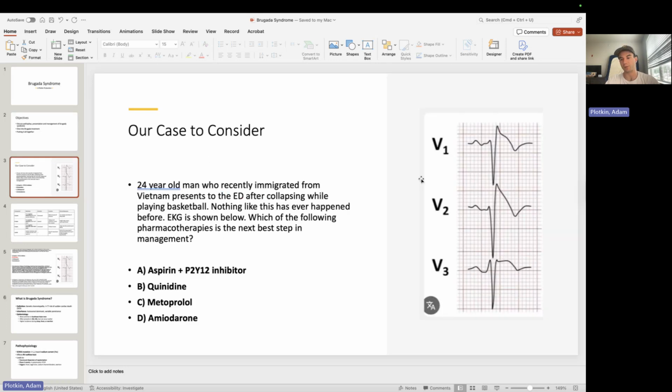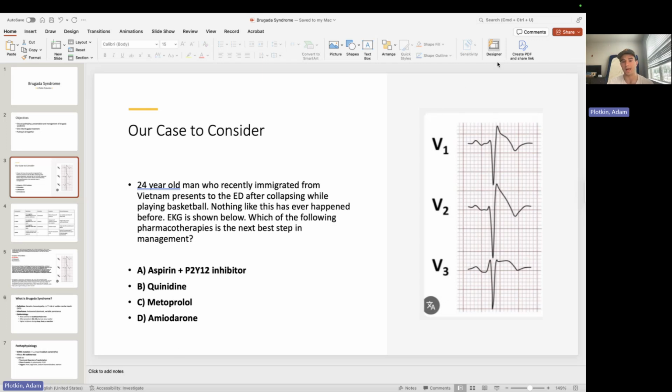So our case to consider, I put this on Instagram. We have a 24-year-old man. He recently immigrated from Vietnam. He presents to the ED after collapsing while playing basketball. Nothing like this has ever happened before. His EKG is shown. Which of the following pharmacotherapies is the next best step in management? Aspirin plus a P2Y12 inhibitor, quinidine, metoprolol, or amiodarone?